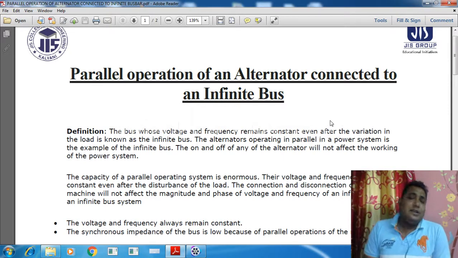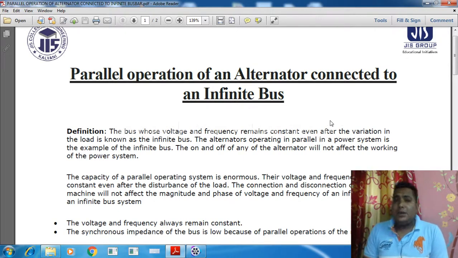The topic for today is the parallel operation of an alternator connected to an infinite bus. In the previous classes we have already seen the concept of parallel operation, the conditions of parallel operation, and the importance of parallel operation.